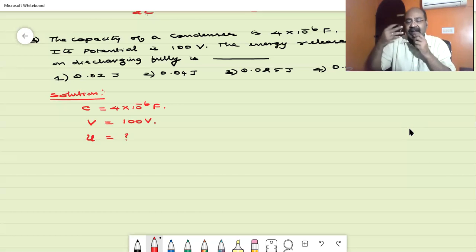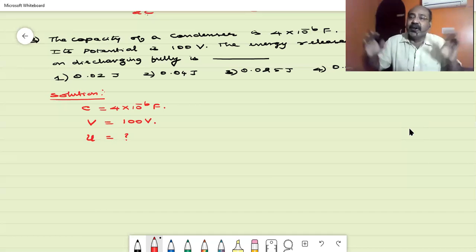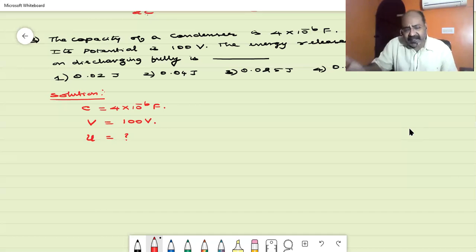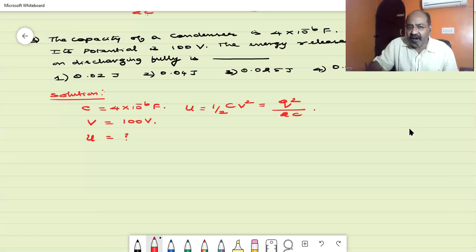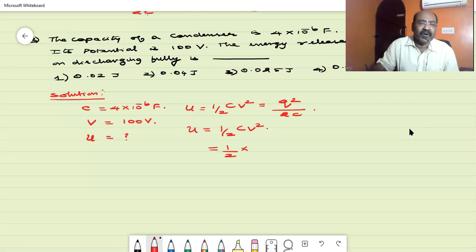The amount of energy that was being stored in the capacitor is completely released during the discharge. So amount of energy released is equal to the amount of energy stored. See, we know the formula. Potential energy is given by the formula half into C into V square, or we can say Q square divided by 2C. Since C and V are known, let us use the first concept. So potential energy is equal to half into C into V square. So half into, what is the value of C? It is 4 into 10 to the power of minus 6. And what is the potential V? 10 square.